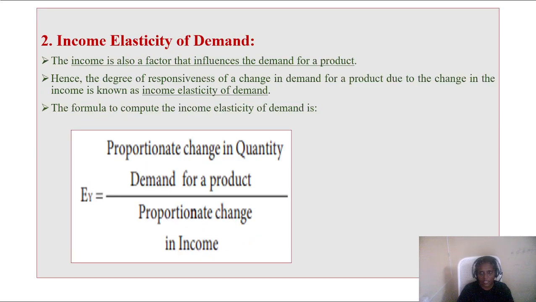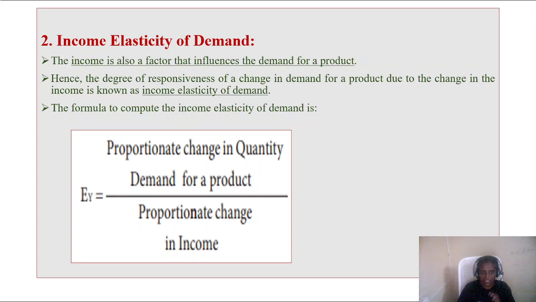The next one is income elasticity of demand. It is the same concept, but whenever there is a proportionate change in income, how far does the proportionate change take place in the quantity demanded for a product or a commodity? Just imagine whatever product you are using in your daily life. Income is a factor which influences changes in the demand for a commodity, which we call income elasticity of demand.